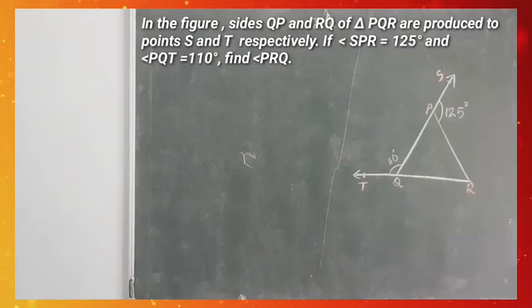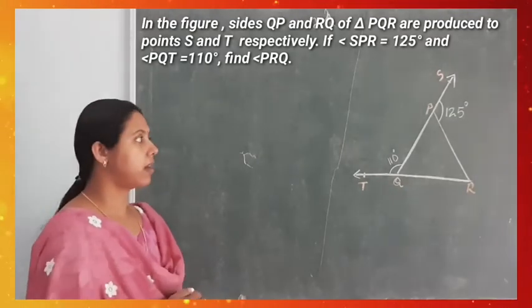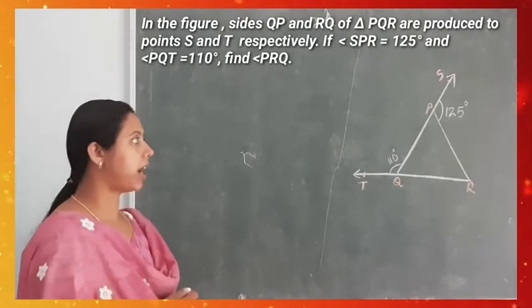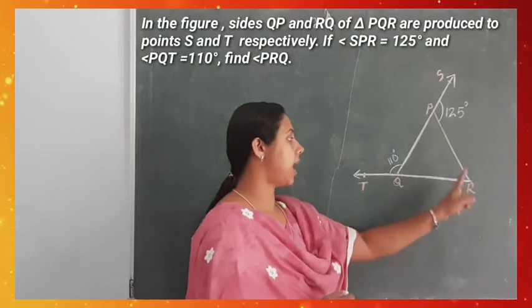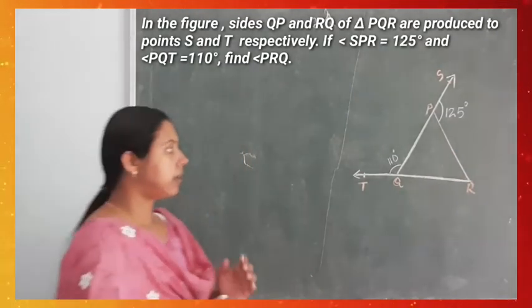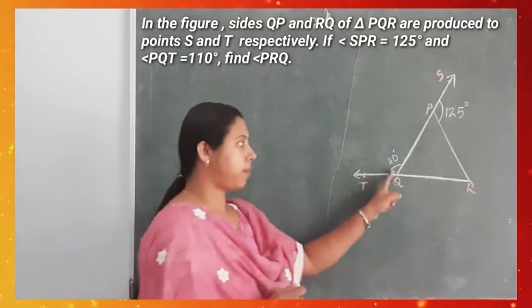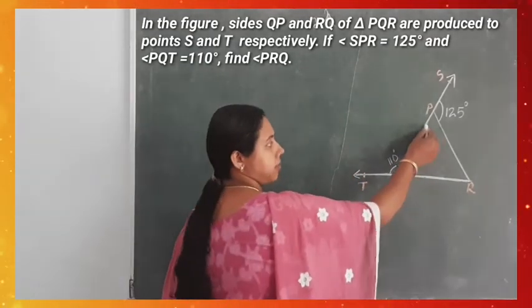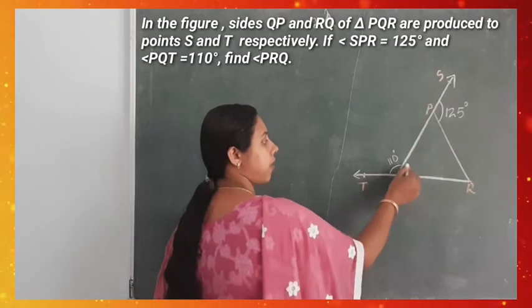The next question is: in the figure, sides QP and RQ of a triangle PQR are produced to points S and T respectively. If angle SPR is equal to 125 degrees and angle PQT is equal to 110 degrees, find angle PRQ. So in this question, two exterior angles are given. You want to find the interior angle PRQ. Using the exterior angle property, you are able to find this interior angle because they are linear pairs. Here also you can find this angle.